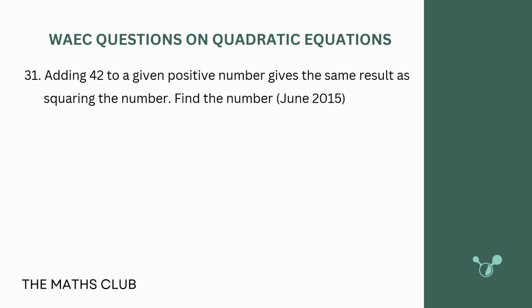Question 31 says adding 42 to a given positive number gives the same results as squaring the number. We should find the number. This is a word problem. I want you to pause the video and try this out yourself before you watch my solution.